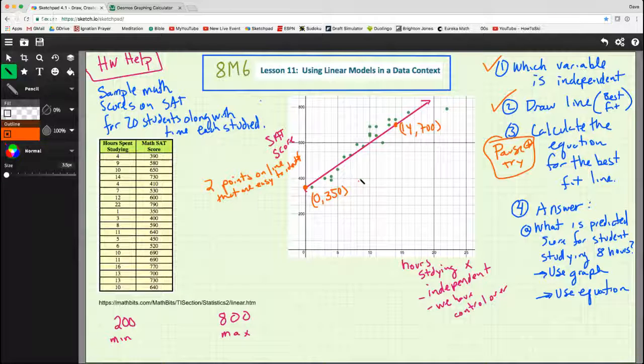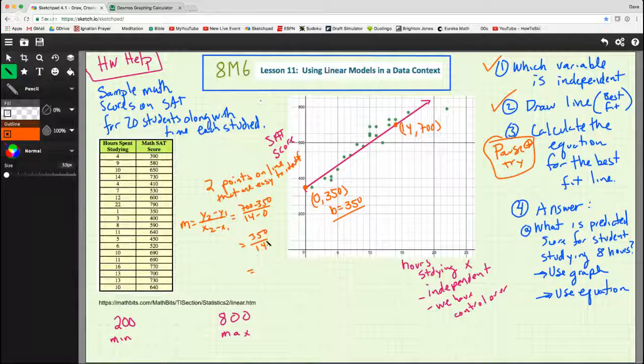Okay. And the other advantage of using this point at 0, 350 is that I now know this is my B, so I don't even have to calculate my B because I know it because it's right here. Now let's find our slope. So our M is equal to y2 minus y1 over x2 minus x1. And in this case, that's 700 minus 350 over 14 minus 0. So that's equal to 350 over 14. And that's actually equal to, let's see, 350 divided by 14.